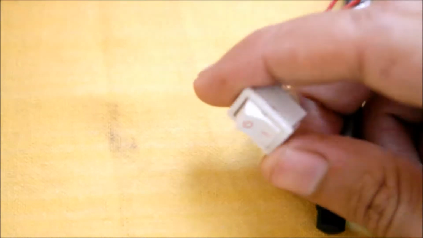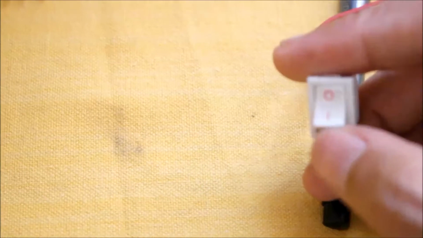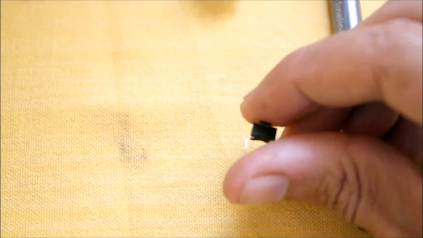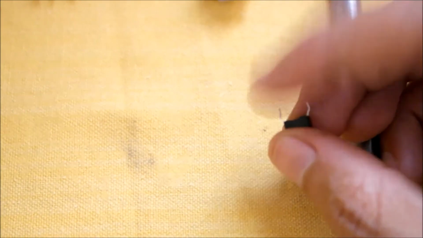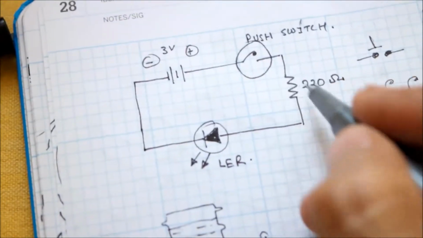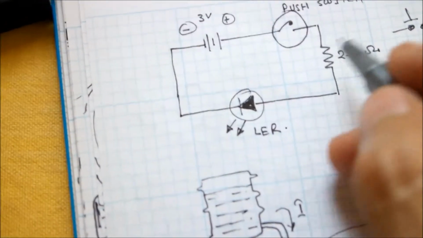The very familiar version is this one, which you generally see. This is actually a miniature version of what you see on the electric boards in your houses. This is small. This is actually a micro push switch. When you push it, they get shorted, or connected. So this is how a switch is represented in circuits. This is how a resistor is represented in circuits.